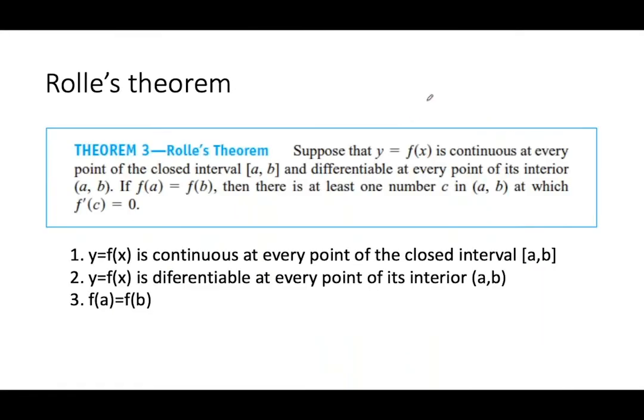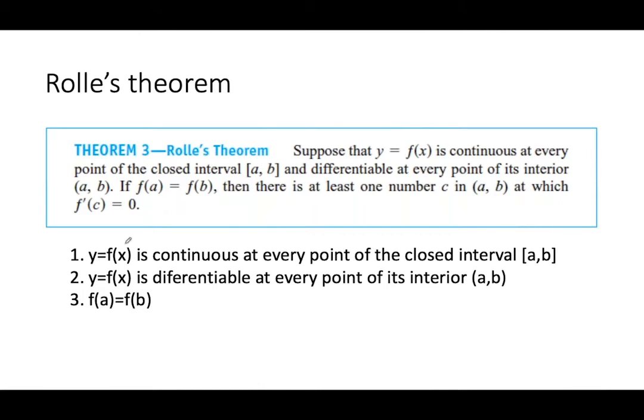Rolle's theorem. So what does Rolle's theorem actually say? It says that suppose that y equals f of x is continuous at every point of the closed interval a, b and differentiable at every point of its interior (a, b). If f of a equals f of b, then there is at least one number c in the interval (a, b) at which f prime c is equal to 0.